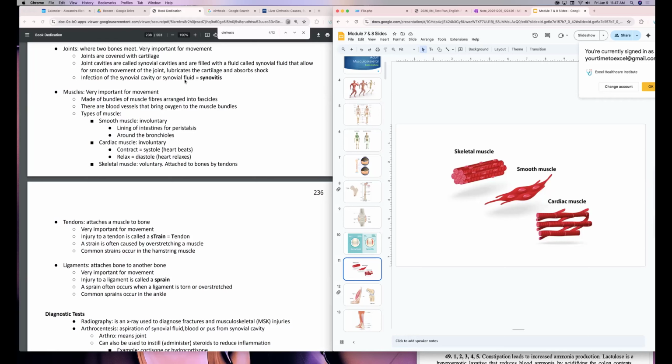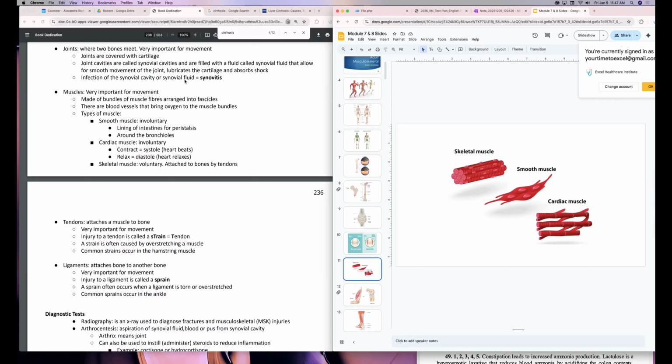Types of muscle, you have three major types: smooth muscle, cardiac muscle, and skeletal muscle. Smooth muscle is involuntary. You cannot control smooth muscle, and this is what lines your intestines. This is what helps to push food through the GI tract for peristalsis. This is also what's around the bronchioles. Remember, we talked about bronchial constriction and bronchodilation. This is that muscle that wraps around the bronchioles, so you cannot control it, thank God. You don't want to have to think about that.